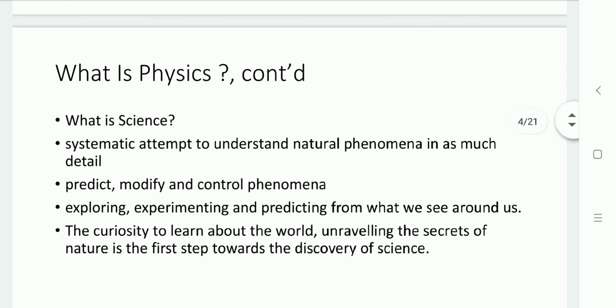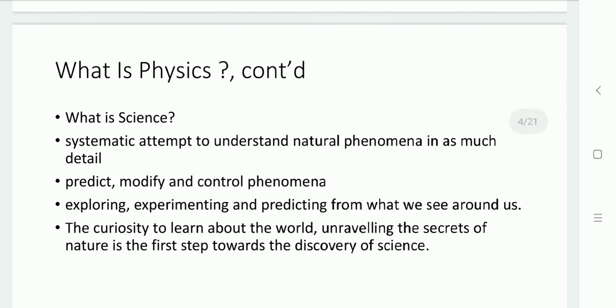So what is science? Science is basically a systematic approach to understand natural phenomena in detail. We can predict, modify and control the phenomena present around us. We can explore it. We can do activities and experiments on it. We can predict some of the factors from it. This curiosity in us helps us learn about this world and unravel the secrets present in nature.